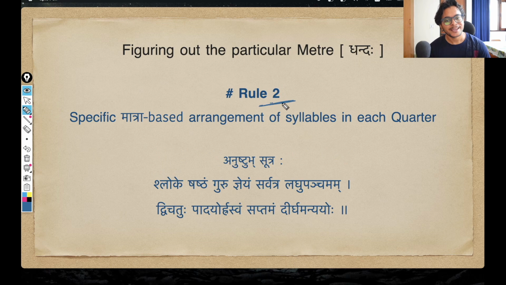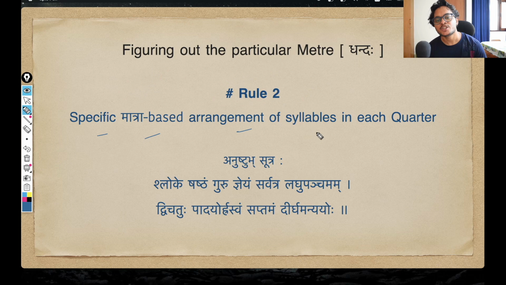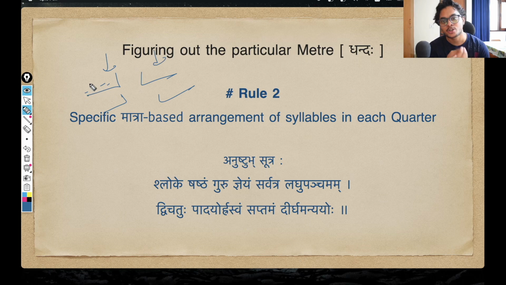And now the second rule. This second rule is a bit more specific. This second rule is the reason why we did all the exercise, that for each syllable we have provided either laghu or guru. The chain that has become laghu, guru, guru, laghu, laghu, whatever combination has become, based on this permutation and combination of laghu and guru, this second rule comes in. Rule 2 says a specific matra based arrangement of syllables in each quarter. A verse is broken down into 4 quarters, and in each quarter, how these syllables are arranged, whether in some combination like laghu, guru, guru, laghu, or some other combination, guru, laghu, laghu.